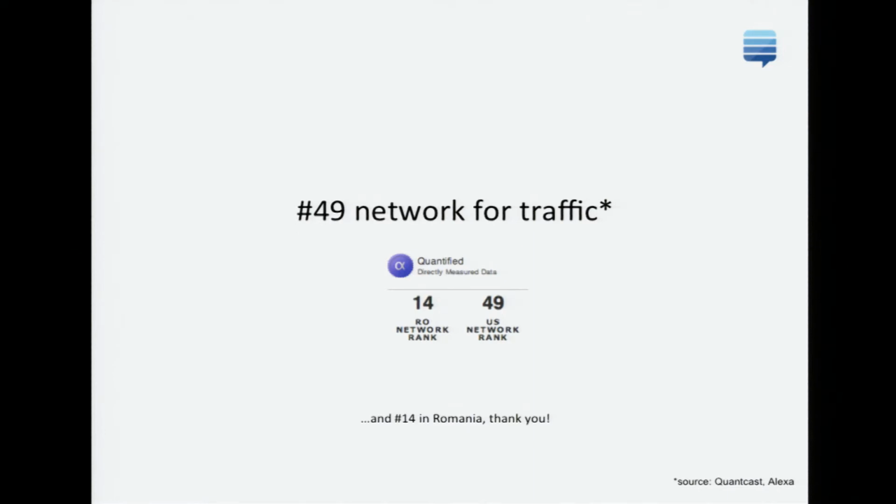Another way to see this is that there are many different sites, each one with its own identity, as I was saying. We are the number 49, number 15, depending on the day, network in the world, and number 14 in Romania, so thanks for that. What does this mean, though? This means that we serve around 500 million page views per month, and those are pretty large numbers. The kind of problems we face are fairly unique. Of course, we are not Facebook at all. They are at least 100 times bigger, but we're still pretty big.